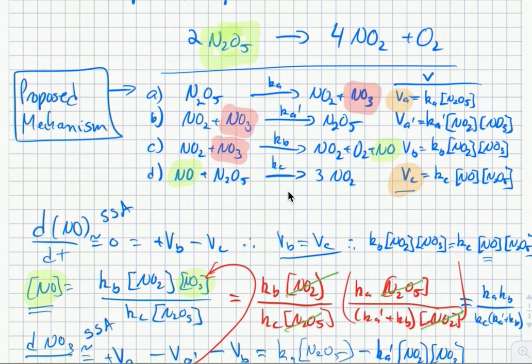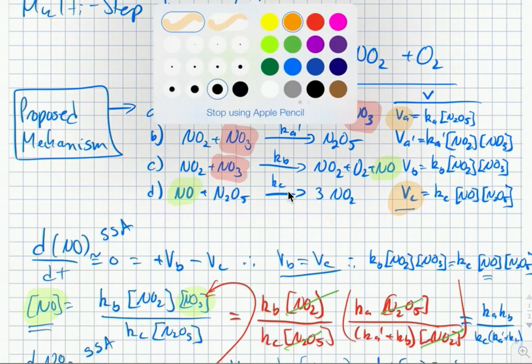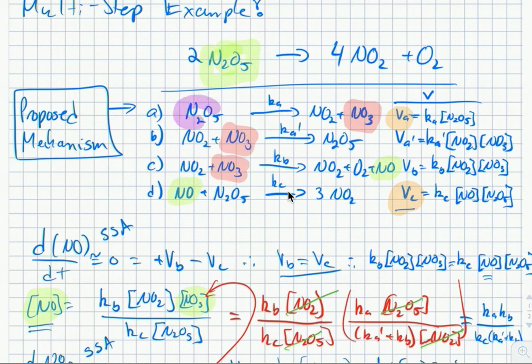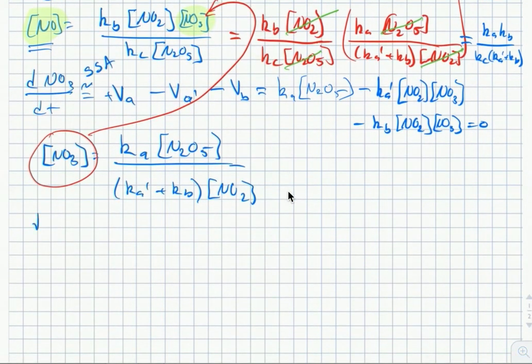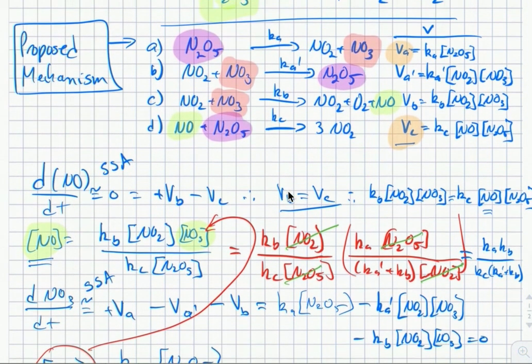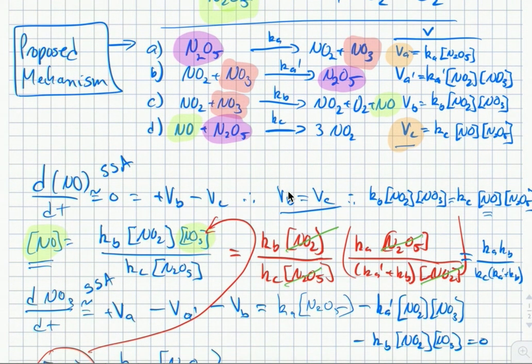Let's go back up here and choose N2O5. How does N2O5 change as a function of time? Let's highlight those areas, and I'll use purple. N2O5 shows up here, here, and there, so we need three terms in our expression for how N2O5 is going to change. Let's put that down below. dN2O5/dt is going to be decreased by reaction A, increased by reaction A prime, and decreased by reaction C.